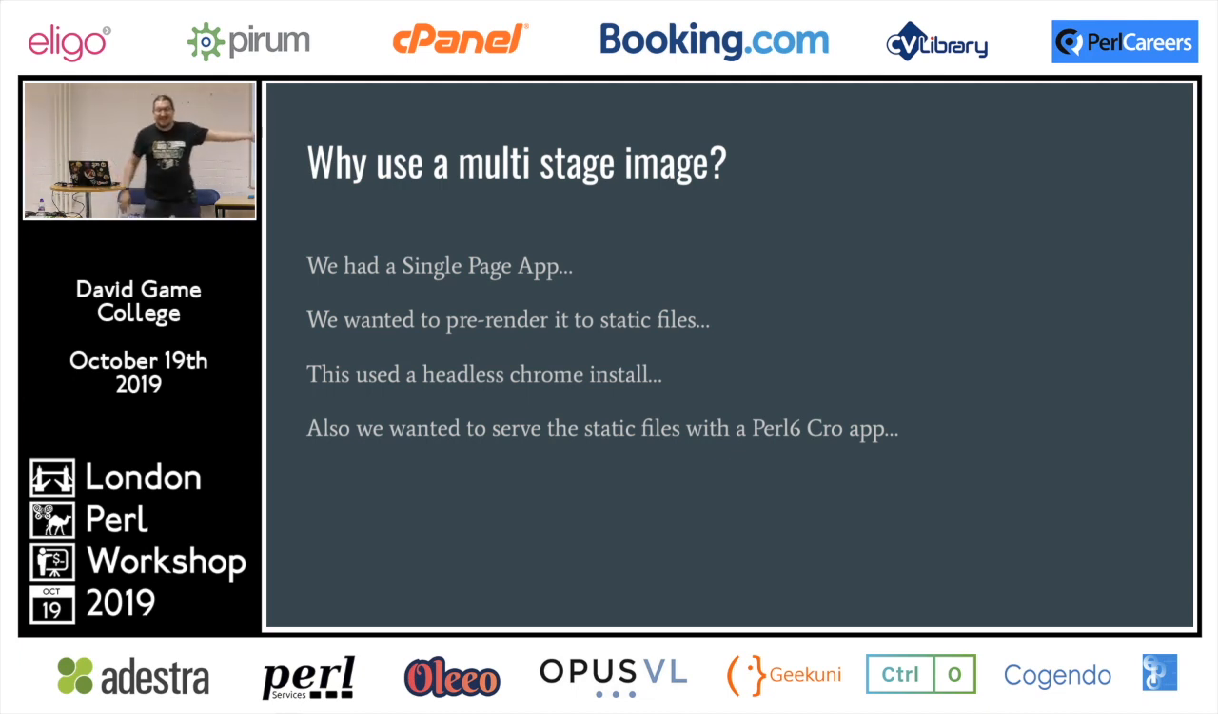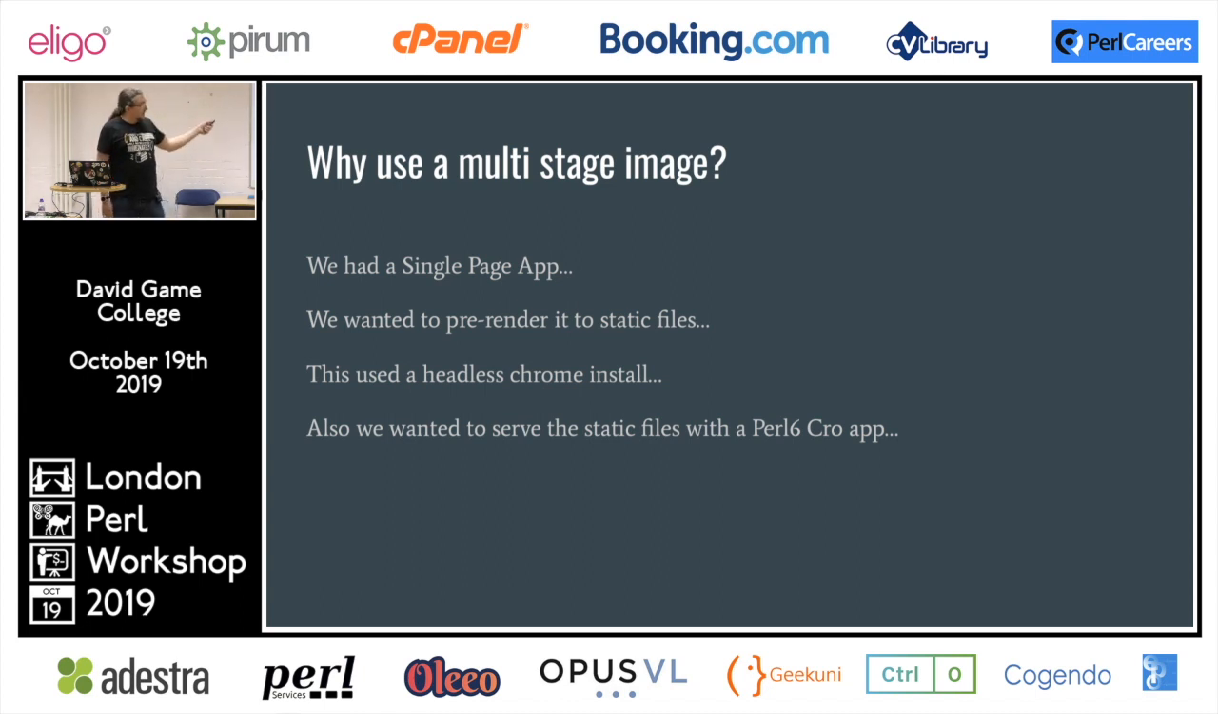Here we go, here's the mention of Perl. But the plan was to actually then serve the static files using a Perl 6 Cro app, because I was kind of over in a corner doing skunkworks stuff and nobody was really noticing what I was doing. It didn't work. The project got cancelled. But it doesn't matter because it was still a useful idea.